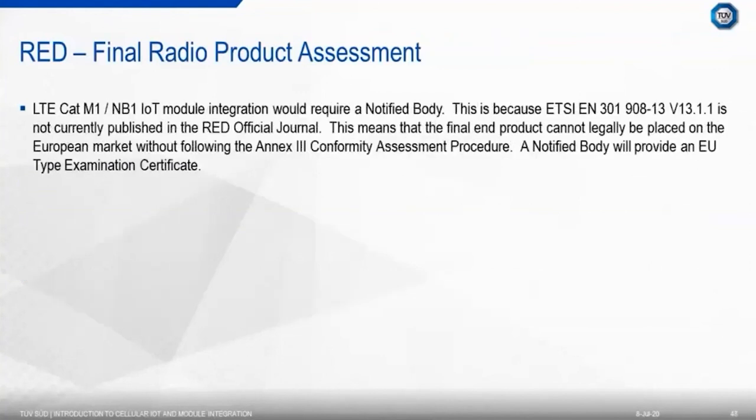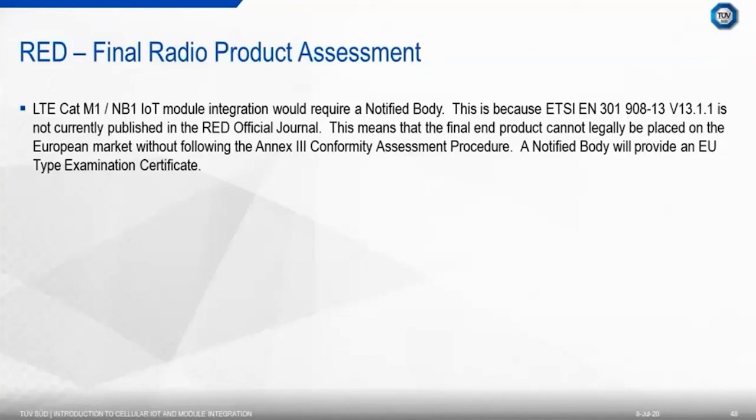This slide is a point to note for any module manufacturer or final product manufacturer. An LTE Cat M1 or NB-IOT module would require the involvement of a notified body, and that is because the applicable harmonized standard under Article 3.2 of the RED covering that technology is ETSI EN 301-908-13 version 13.1.1, and this version is not currently specified in the RED official journal, and that's the official list of harmonized standards.